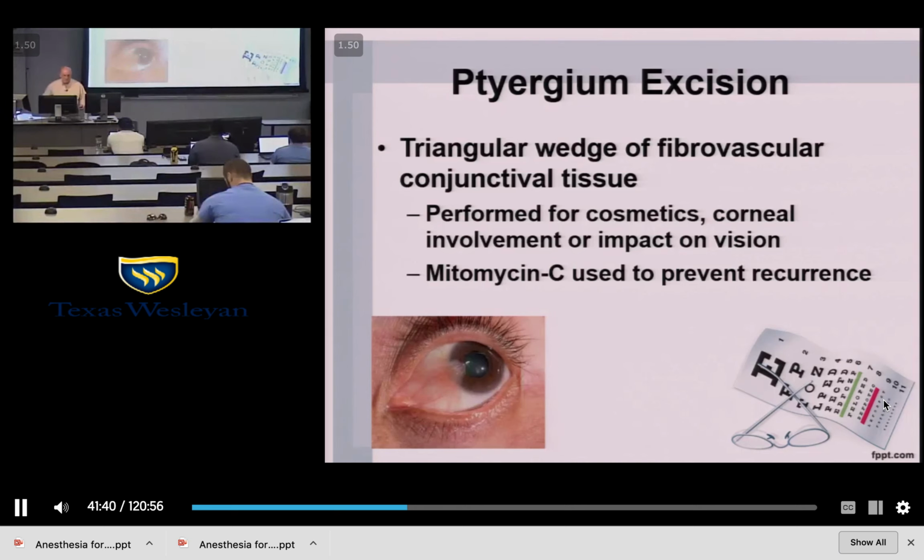One of the techs that I work with in San Antonio has a pterygium, and I've tried to get it taken care of, and she won't. It bugs me to death every time I see her. So a pterygium is a triangular wedge of fibrovascular conjunctival tissue. This is also known as surfer's eye because it is caused by exposure to the sun.